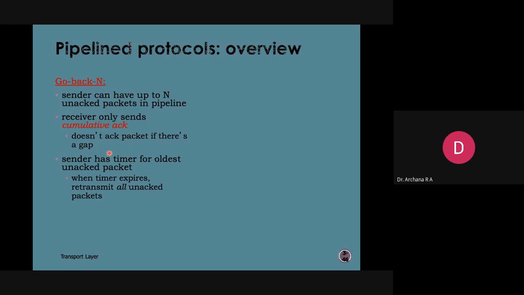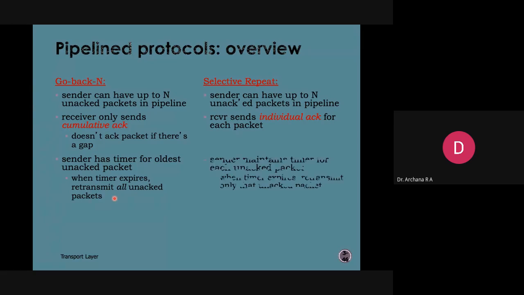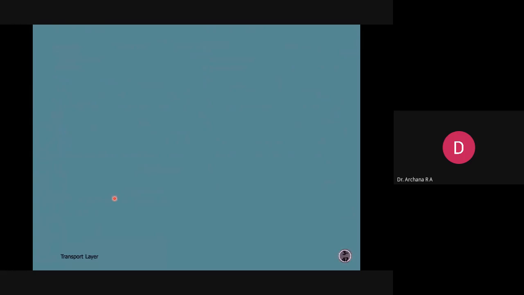And then the sender has a timer for the oldest unacknowledged packet. Whatever timer we have set, we maintain it for the oldest unacknowledged packet. When the timer expires, we have to retransmit all unacknowledged packets. We'll see how Go-Back-N is going to work. So this is about selective repeat. In selective repeat, we're going to discuss in detail, and then we are going to differentiate both. So now we'll see how Go-Back-N works.